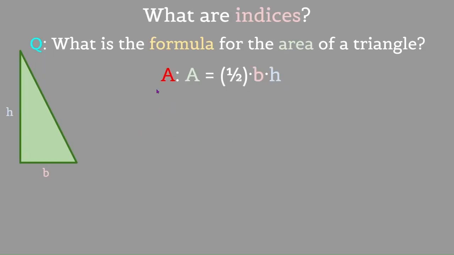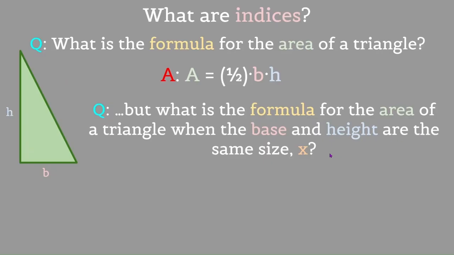The area is equal to 1/2 times the base times the height, right? B times h. 1/2 times b times h. That will give us the area inside of that triangle, right?